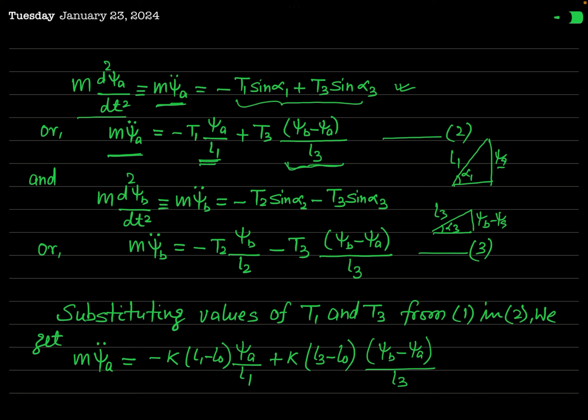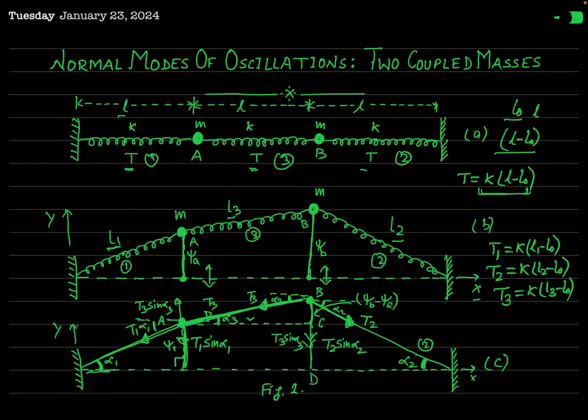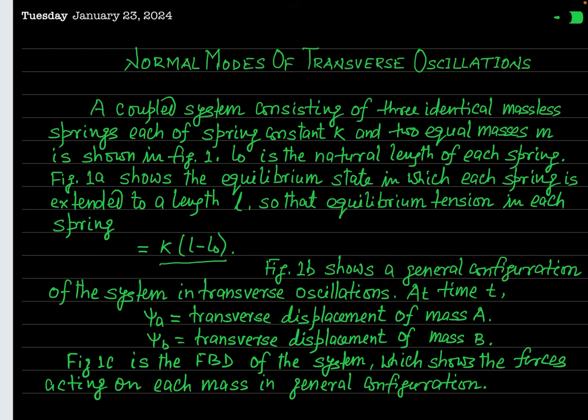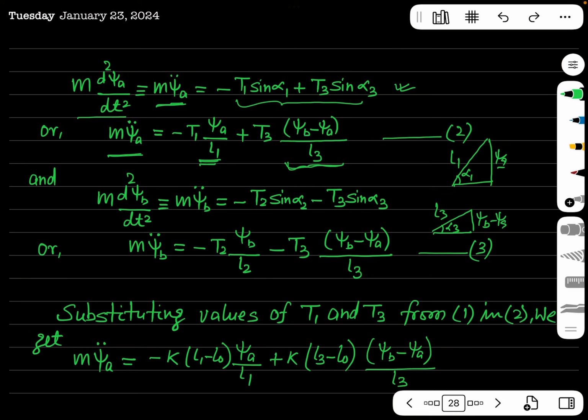Now we will try to write down the equation of motion of the other mass B, and for this you have to see the forces acting on B. As you can see, one force acting on B is T3, which is the tension in the third spring. Another force is T2. Again, resolving T3 and T2, we will find the restoring force acting on B in the downward direction, that is in the BD direction. And you can easily see from the free body diagram what that will be.